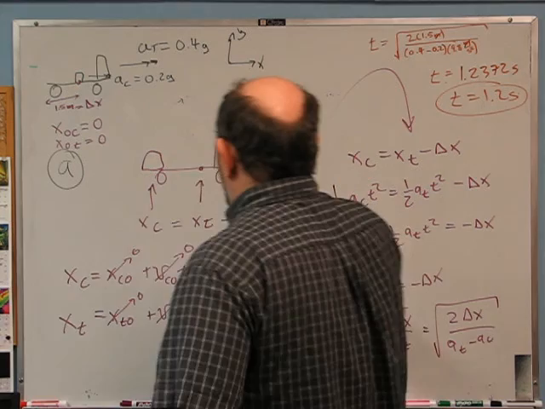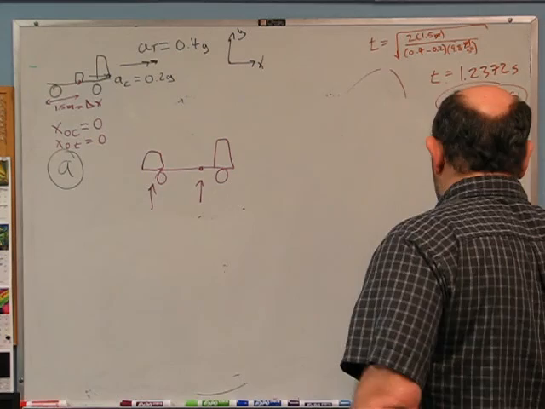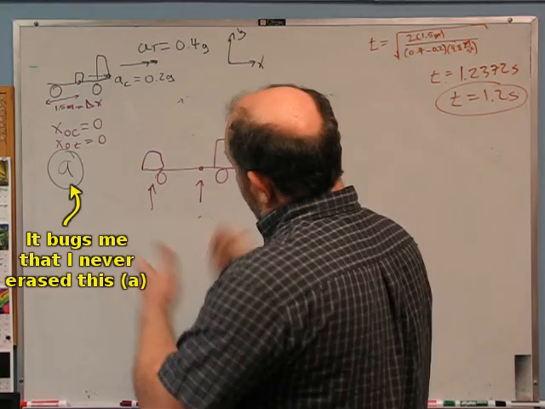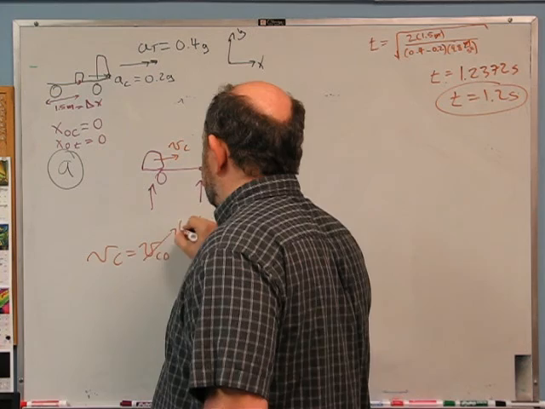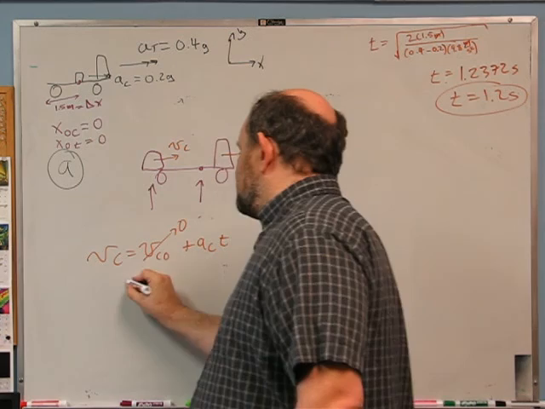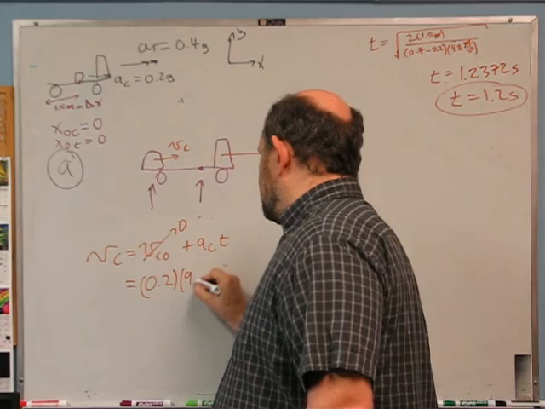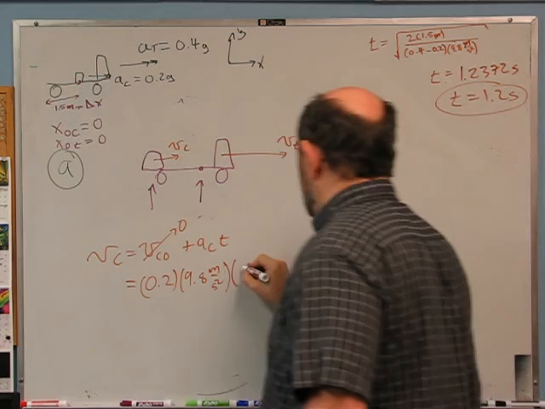So now let's think about what is the speed of the crate relative to the ground. So the crate will be moving at some speed and the truck will be moving at some faster speed. We know that the speed of the crate is equal to the initial speed of the crate in the x direction, this is all x components we're doing, plus the acceleration of the crate times t. So that's pretty easy. That's going to be 0.2g, which is the acceleration of the crate, times the time when it falls off the back, which is 1.2372 seconds.